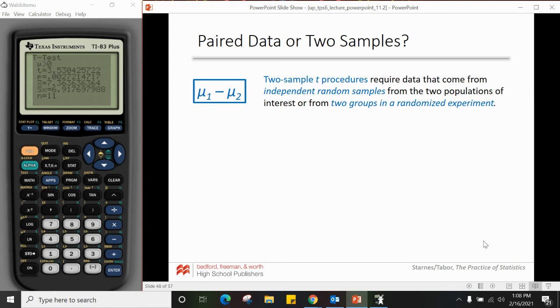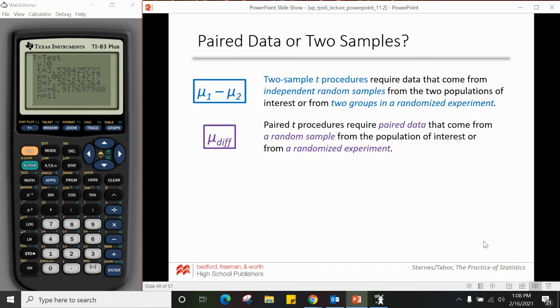All right. So this is the last section to wrap it up. How do you know whether you are doing paired data or two samples? Two sample T procedures require data that come from independent random samples from the two populations of interest, or from two groups. The difference, or the paired data, comes from a random sample from one population of interest in a randomized experiment. So that's one giveaway: is it two groups or is it one group?